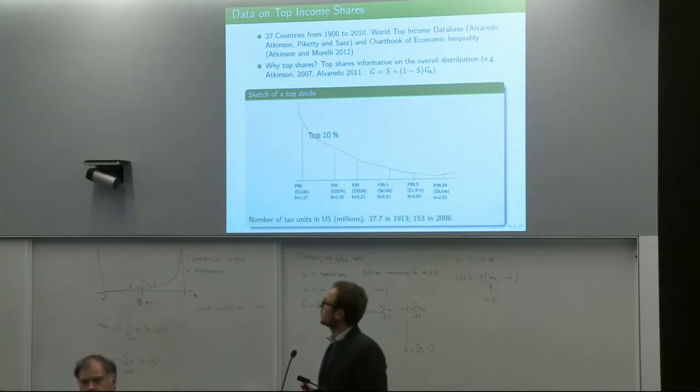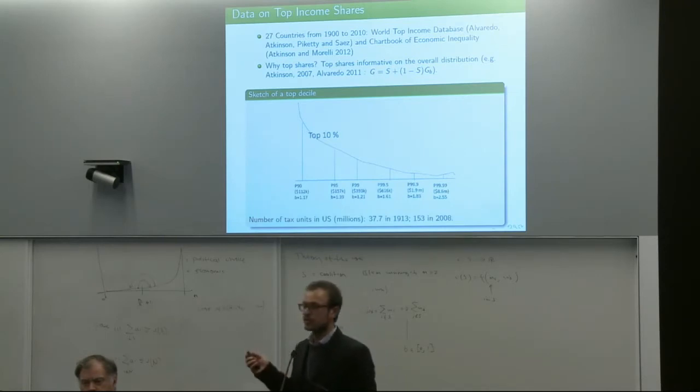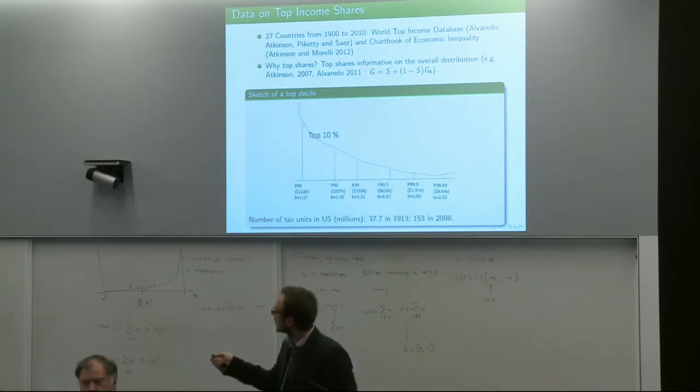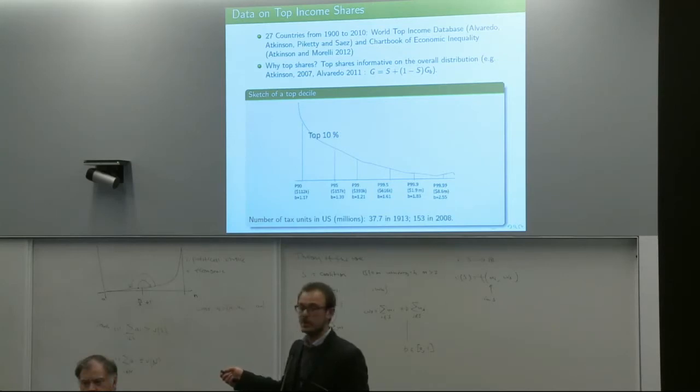As I said, we'll be using the top income shares. These are data drawn from the World Top Incomes Database, and some of them also drawn from the chartbook of economic inequality. Here I depicted a sketch of the right tail of the US gross income distribution for tax units. As you can see, here we are talking about 15.3 million tax units, which earn an income higher than 112,000 US dollars. So there's a lot of people here, despite being a very tiny fraction of the population.